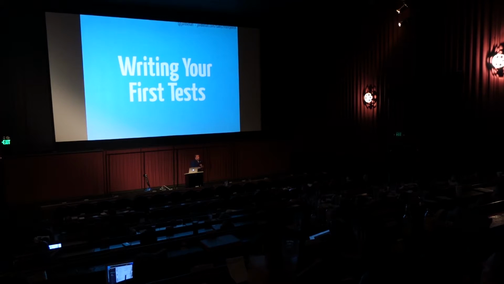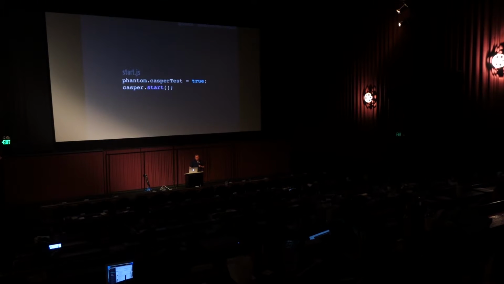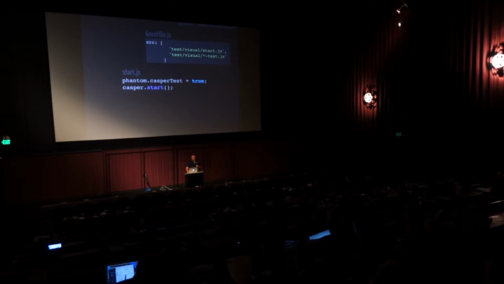So let's write our first test. Again, we start with a start.js file. We call phantom.casperTest equals true. It's a flag that if you don't put that in there, it's going to throw some errors. Then we call casper.start, which spins up our headless browser and our scripting utility, and then allows us to continue on. And again, just to point out where this came from.